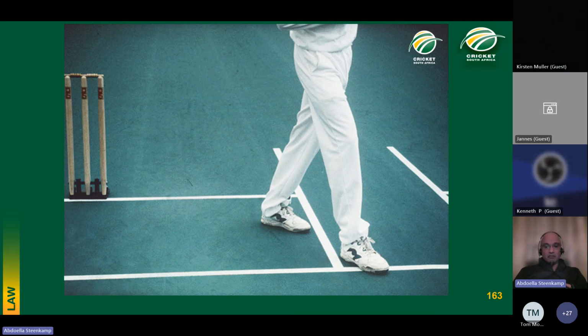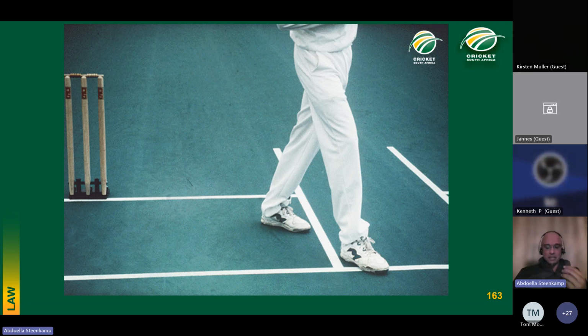This is a left-arm bowler bowling around the wicket. Again, we ask the same questions. Let's start with the front foot. Which line goes with the front foot? The popping crease. Is there any part of the front foot, whether grounded or raised, behind the popping crease? Yes. So front foot, we're happy. Fair delivery with regards to the front foot.